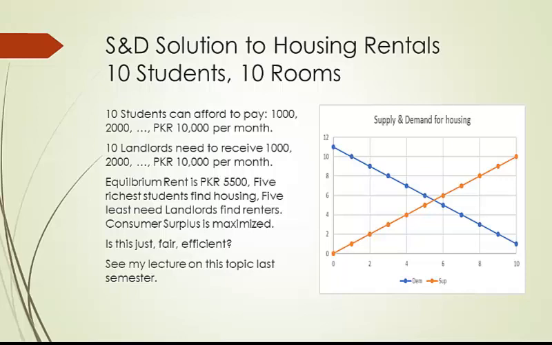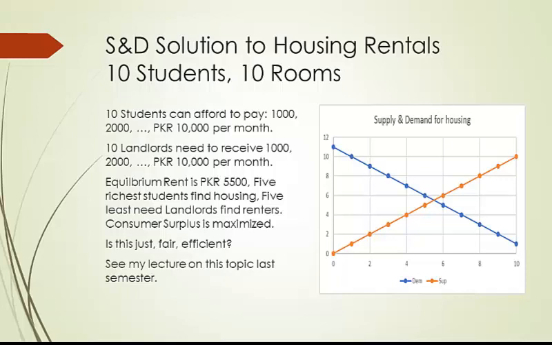Similarly, the landlords vary in terms of their need for earning revenue. So one of the people is very rich, he only needs to get 1,000. The other person needs to get 2,000 out of his rental. And so all of them up to 10,000. Again, the supply curve is a very simple linear curve.